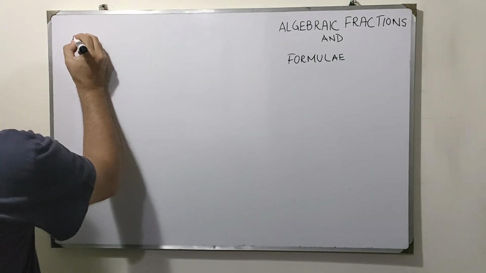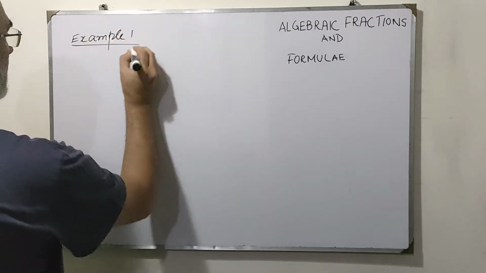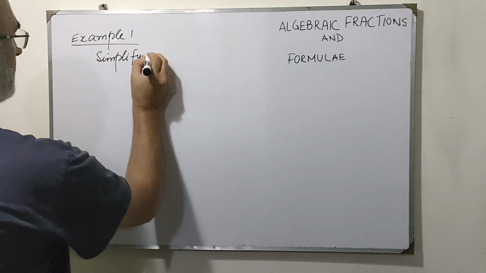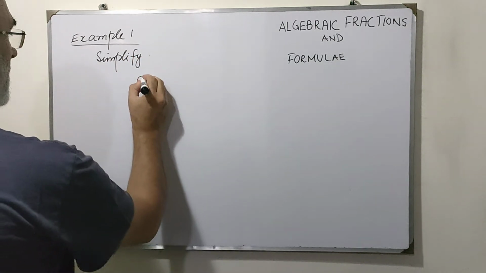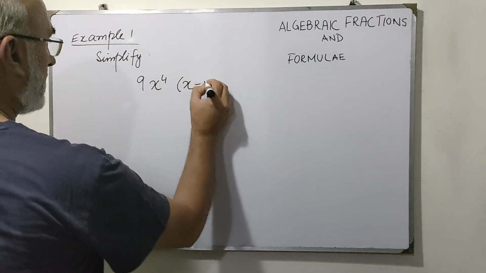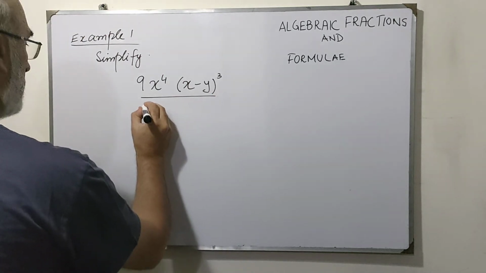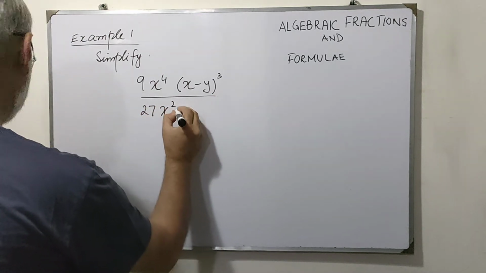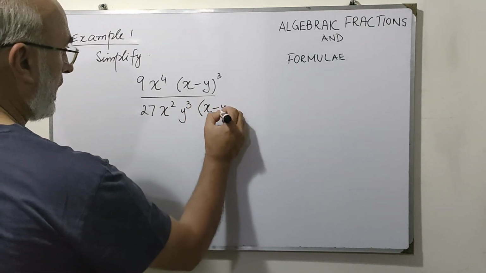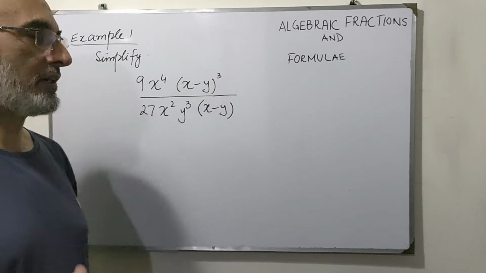Example number 1. We have to simplify 9x^4 into (x minus y) whole cube divided by 27x^2 y^3 into (x minus y). So we have to simplify this algebraic fraction.